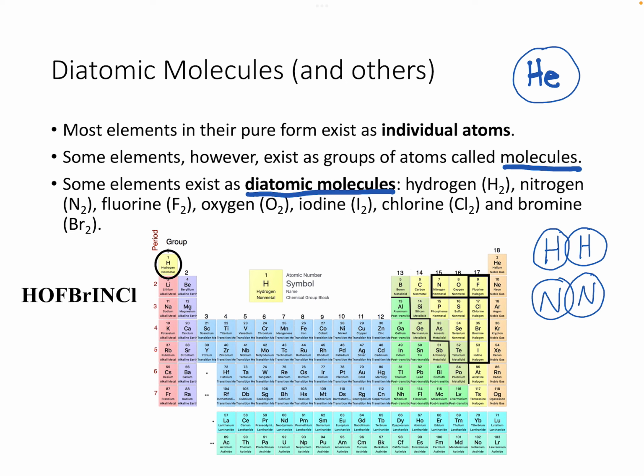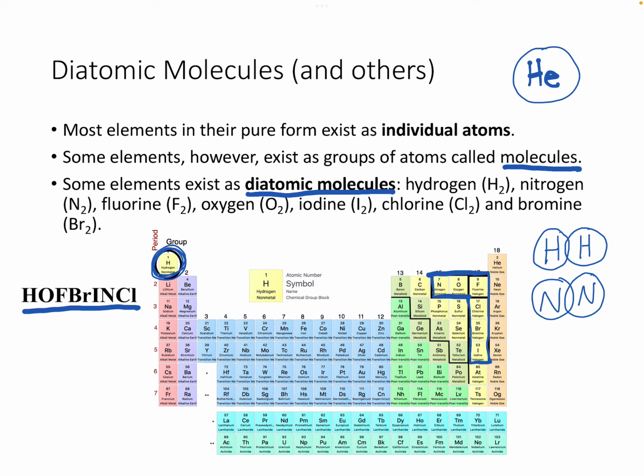So notice that hydrogen is kind of off by itself on the periodic table. It's up in the upper left corner. But the other diatomic molecules form an upside down L off to the side here on the right. So that's one way that you can remember which elements form diatomic molecules. The other way to remember is with the acronym Hofbrinkel. So hydrogen, oxygen, fluorine, bromine, iodine, nitrogen, and chlorine.